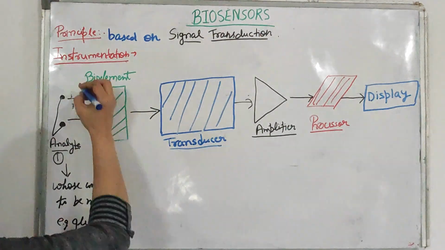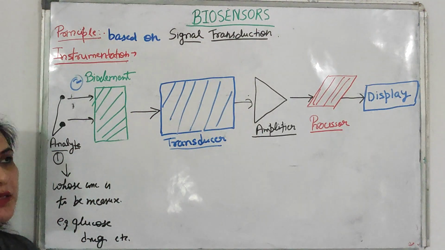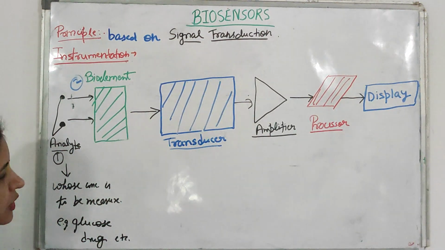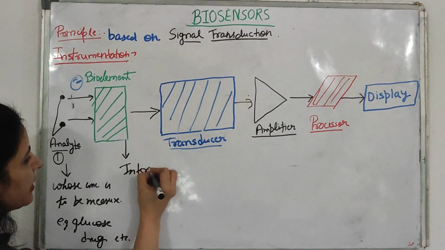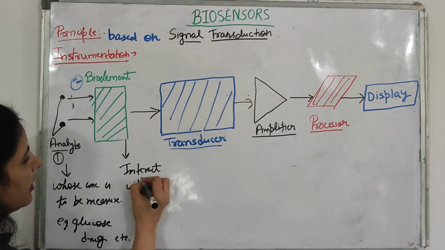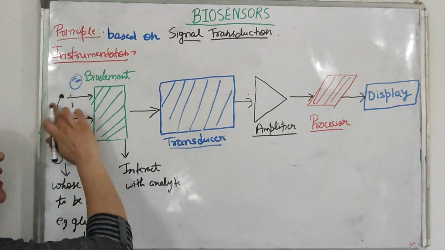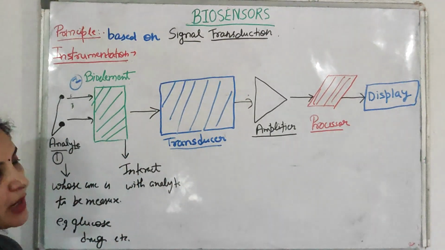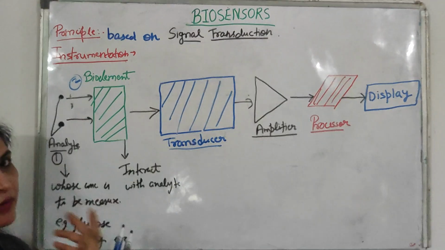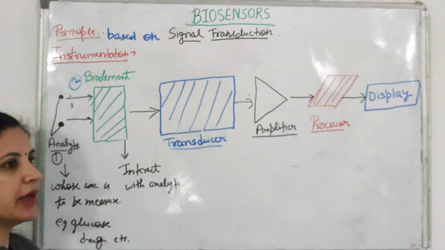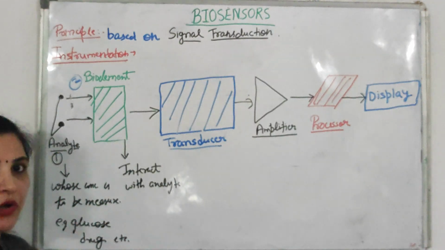The second thing is your bioelement. This bioelement is also known as the bioreceptor. What is the function of this bioelement or bioreceptor? It will interact with the analyte. First there is the analyte, and then this analyte enters the bioelement or bioreceptor, and there is an interaction or binding of the analyte with the bioreceptor. This can be enzymes or antibodies, anything; it depends on what you are going to measure.